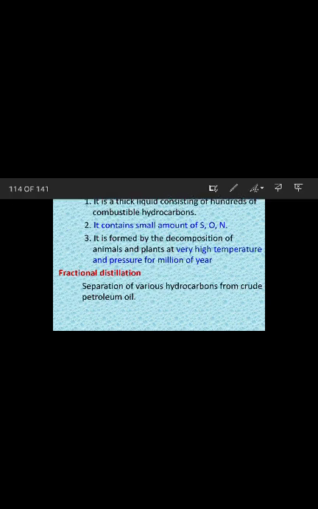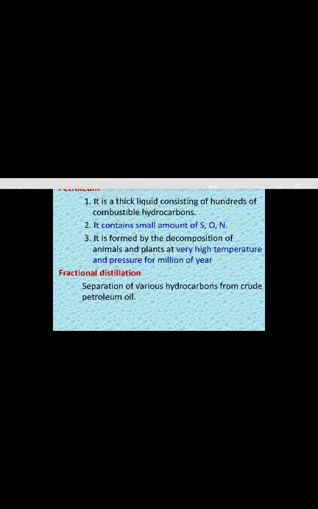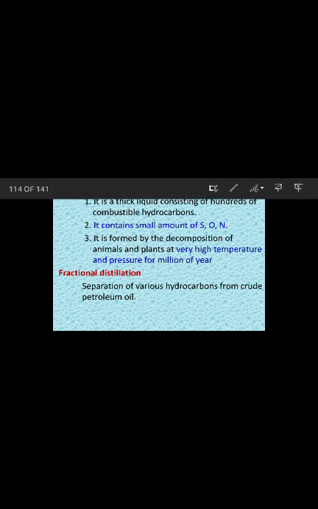Now we are going to see about the petroleum. It is one of the non-renewable energy sources. It is a thick liquid consisting of hundreds of combustible hydrocarbons. It contains small amounts of sulfur, oxygen and nitrogen. It is formed by the decomposition of animals and plants at very high temperature and pressure over millions of years.